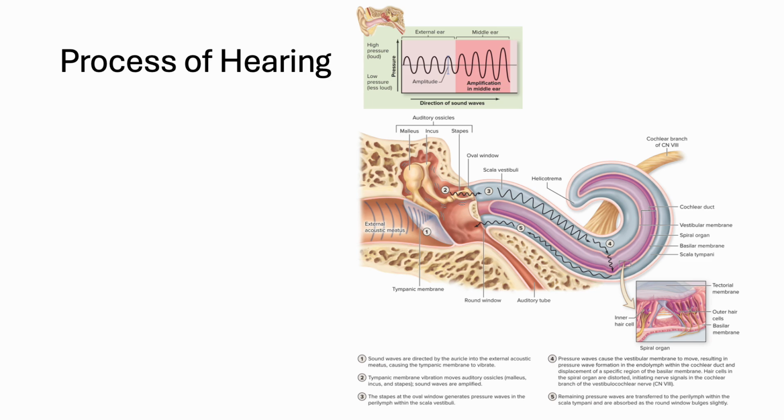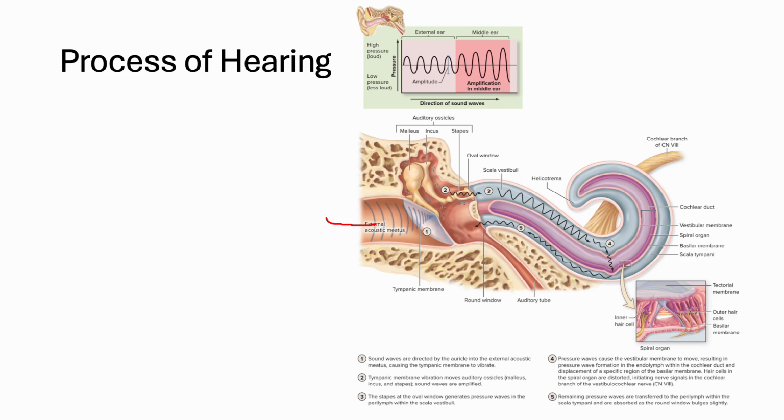Initially, we know that sound waves are funneled by the auricle into this external acoustic meatus. The structure number 1 is our tympanic membrane. Those sound waves are going to cause that tympanic membrane to vibrate. That vibration then gets transferred to these 3 small bones, the 3 ossicles. The first bone connected to the tympanic membrane is the malleus, which transfers those vibrations to the incus, which transfers the vibrations to the stapes, and that's amplified through that transfer. Remember, the middle ear that contains those 3 bones is air-filled.